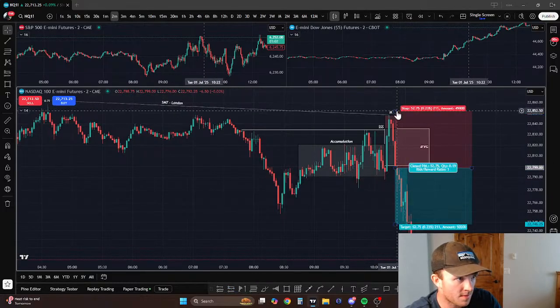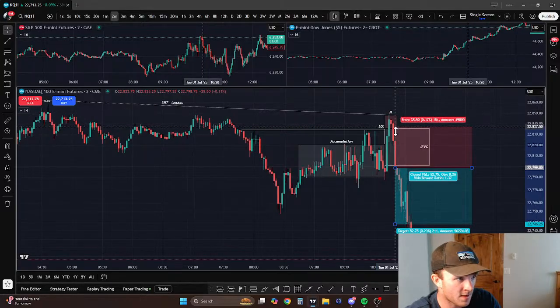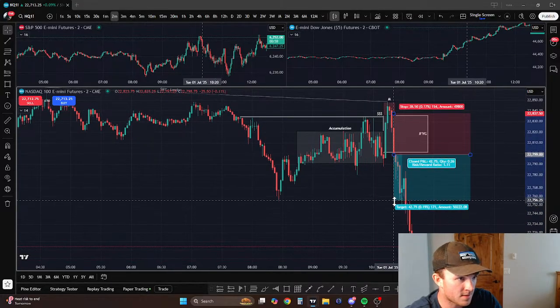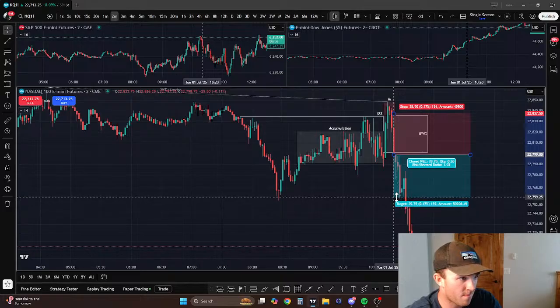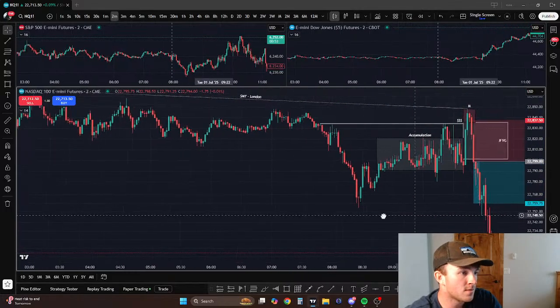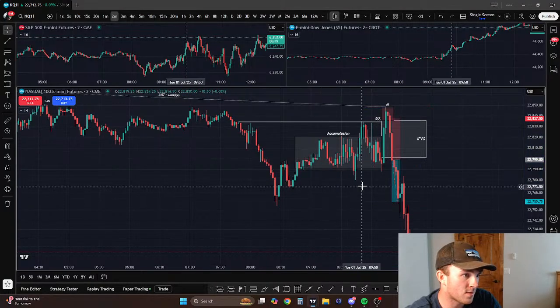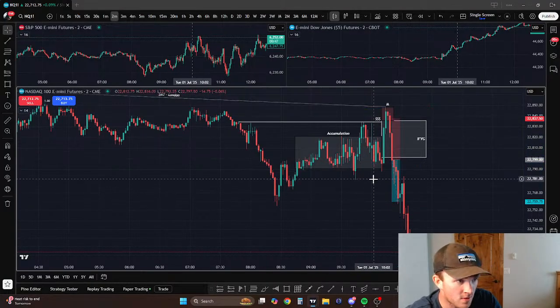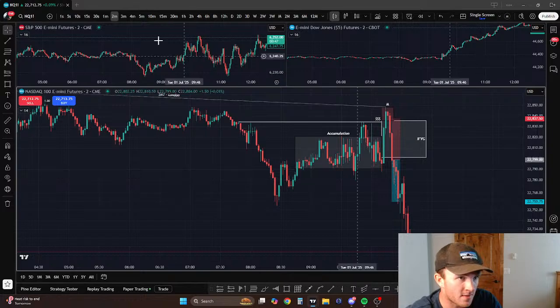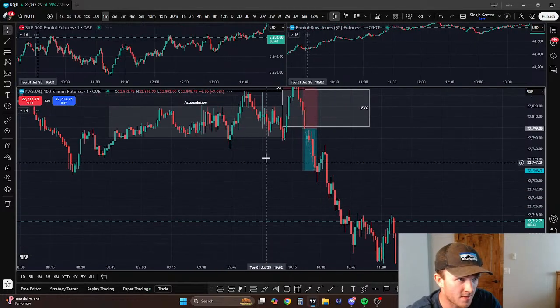I'd put stop loss above the fair value gap like that, and then I would just target 1-to-1. And I guess you could go break even at this low, but I'm actually curious if you get stopped at break even.